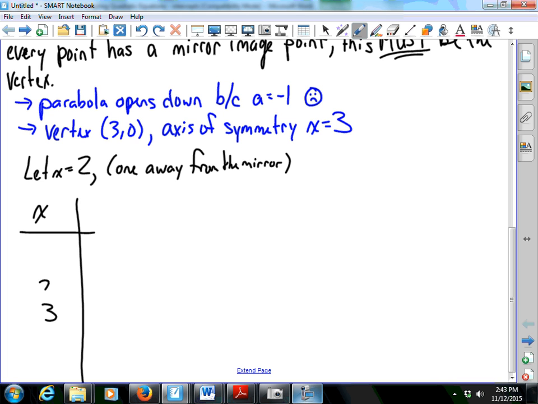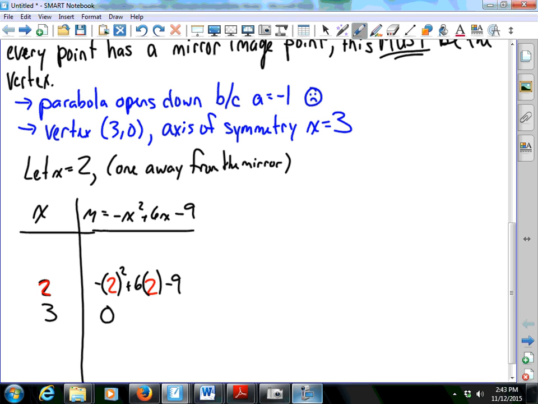So there's 3, there's 2, y equals negative x squared plus 6x minus 9. I know that when x is 3, y is 0. So when x is 2, y equals negative x squared plus 6 times x minus 9, which is 2 squared, which is 4, but the minus sign is going to make it negative. That's 12. That's negative 9. That's negative 1. So this coordinate is at 2, negative 1.